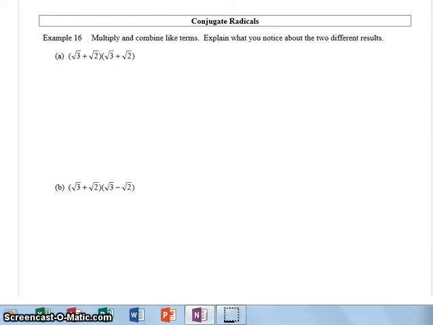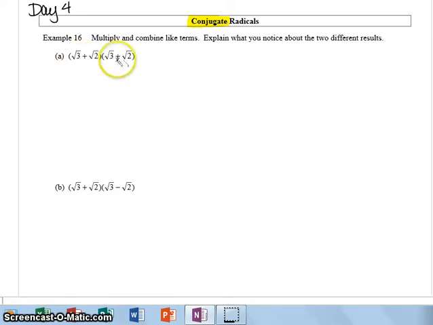This is Unit 5, Day 4, and we're starting out with conjugate radicals. This is a really important word that we're going to talk about in a minute, so just pay attention to that. Example 16: multiply and combine like terms, and explain what you notice about the two different results. This one looks like it's an exact match.